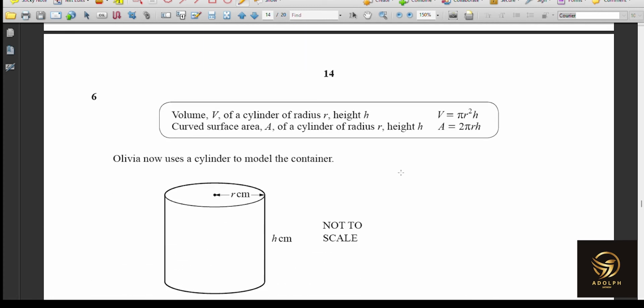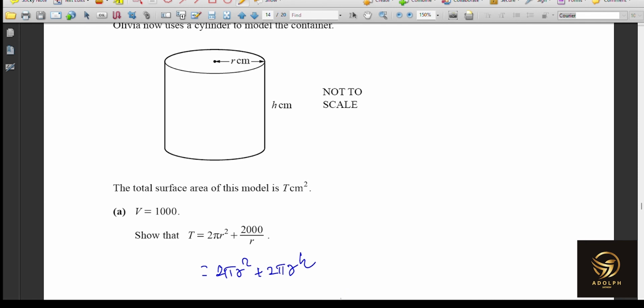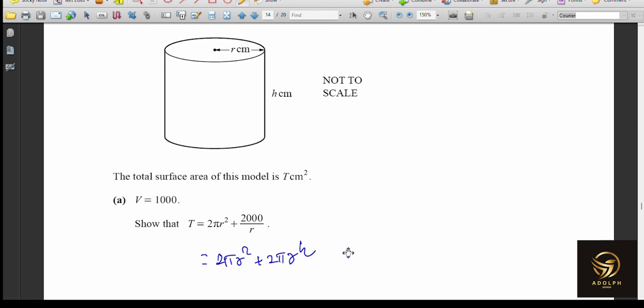Let's go to the next one. So the total surface area of this model is T cm². Volume remains the same, it's 1000. Show that T equals 2πr² plus 2000 by r. So first of all, we can write what T is. It's 2πr² plus 2πrh. That's the total surface area of the cylinder, because it's a cylinder shape.